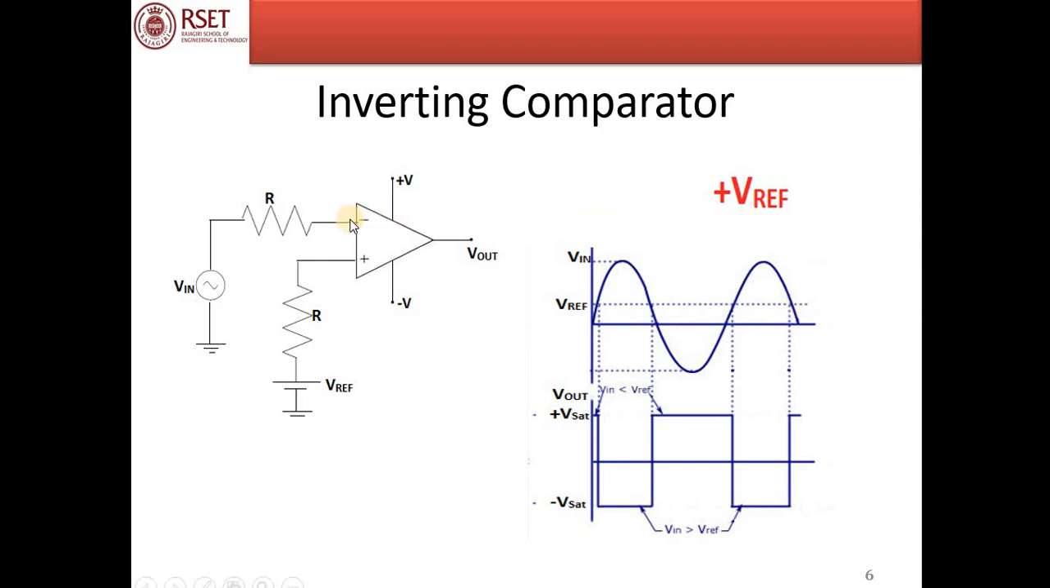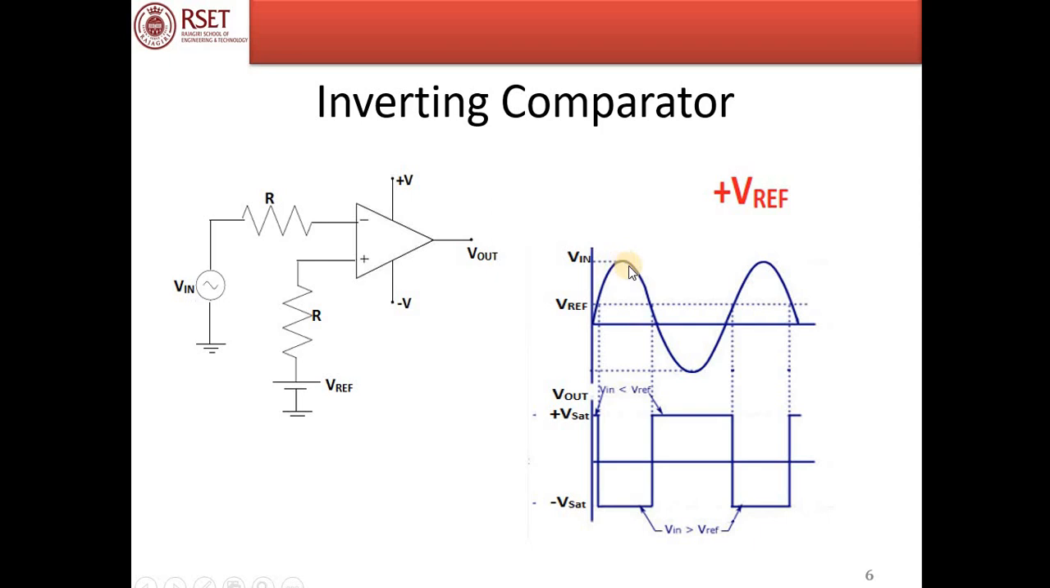So how does this comparator work? Since this is an open loop configuration, whenever the voltage at the non-inverting terminal is more than that at the inverting terminal, the output switches to plus Vsat. Let us try to identify the region. This is the region where the voltage at the non-inverting terminal is more than the voltage at the inverting terminal. So, we can see that at that particular region, the output is plus Vsat.